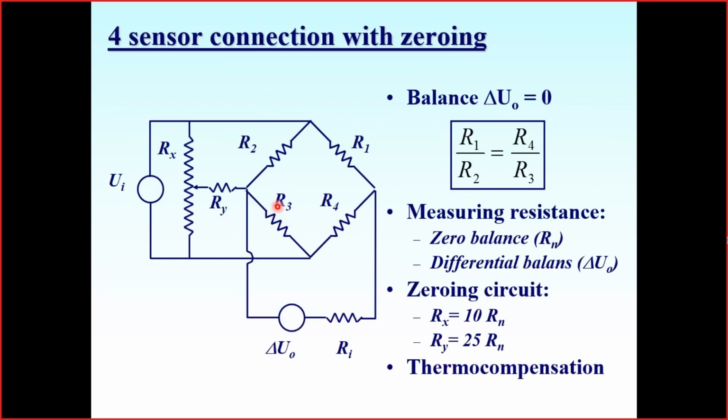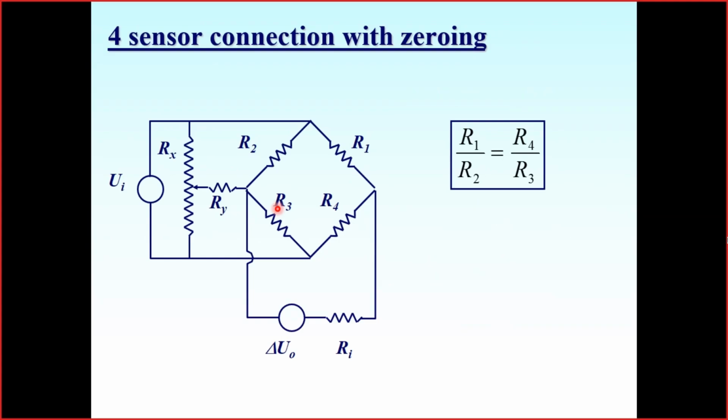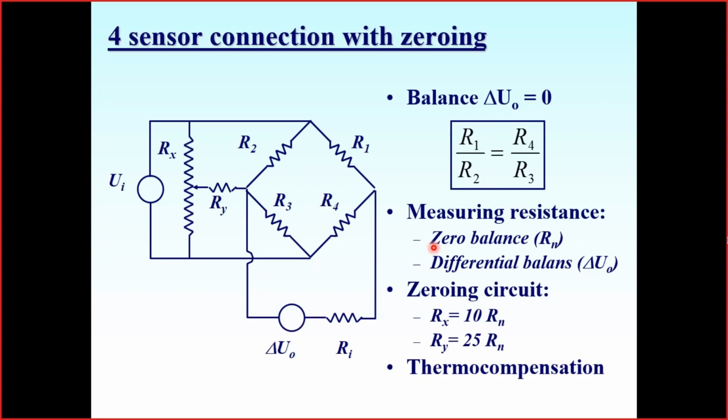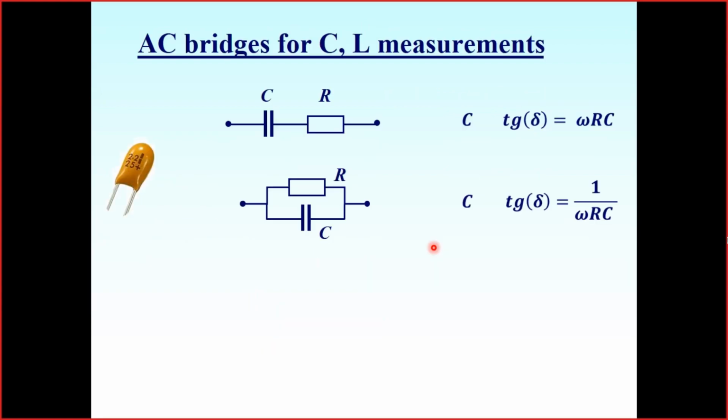These bridges that we considered are DC bridges, and they are suitable for the measurement of resistance only. If we are going to measure other types of passive elements, such as capacitors or inductors, we have to use another type of bridge. So we need special bridges for such a measurement. Why?